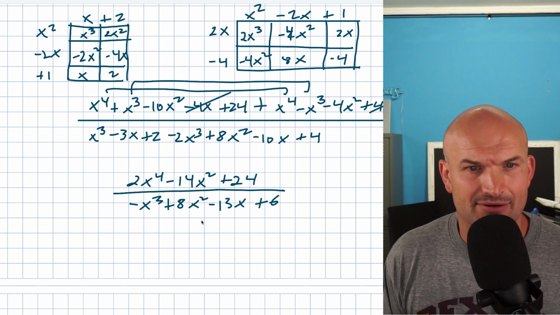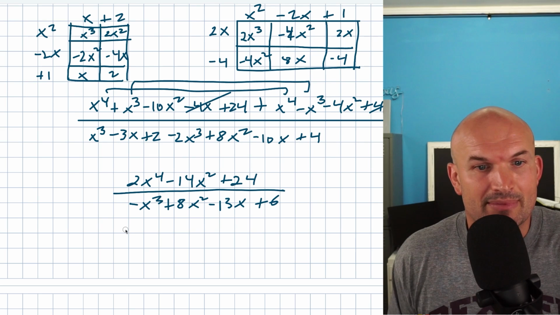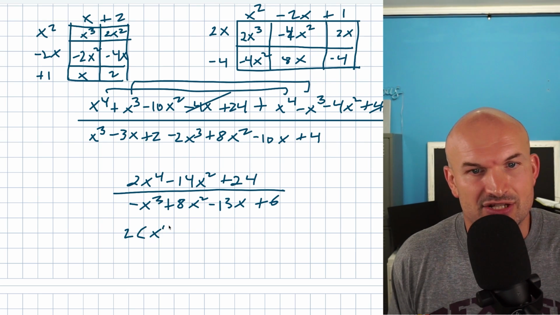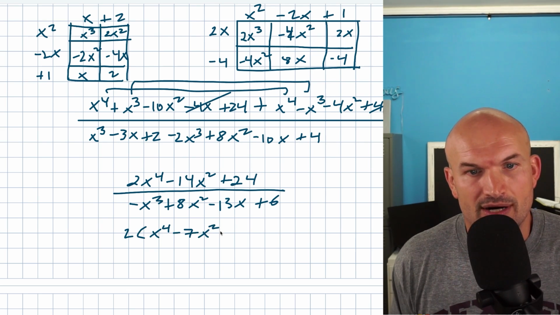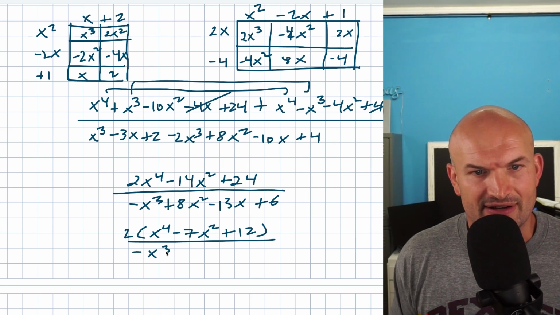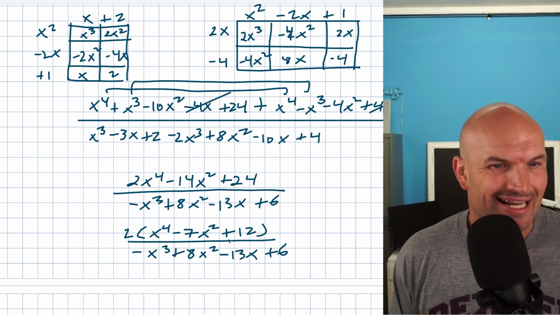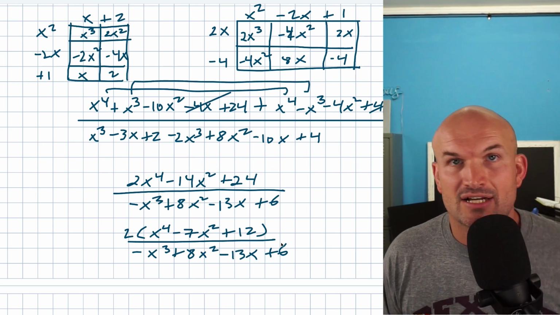Okay, it doesn't seem like I can really simplify anything in my numerator. It does, I can factor out a 2 in my numerator. So that's going to be an x to the 4th minus 7x squared plus 12. It doesn't look like that's factorable. And then over here, it's going to be a negative x cubed plus 8x squared minus 13x plus 6. And again, you could factor out a negative, but there's really nothing else that you would be able to do there.